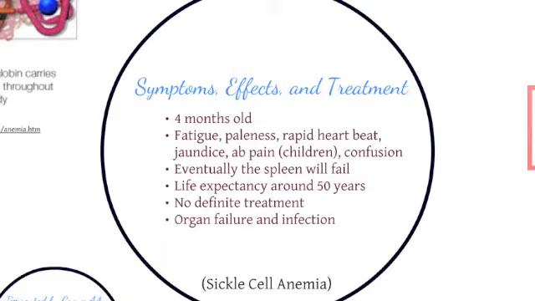Sickle cell disease cannot be seen until an infant is 4 months old. Symptoms include fatigue, paleness, rapid heartbeat, jaundice, abdominal pain in children, and confusion. Eventually, the spleen will fail due to sickle cell disease. Life expectancy is now around 50 years, but used to be around 30 years. It has improved because of treatments, but these treatments are not definite.